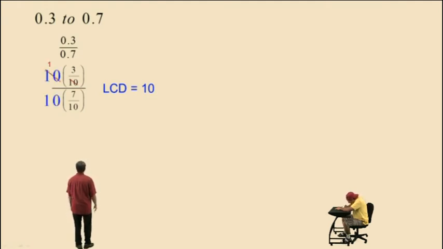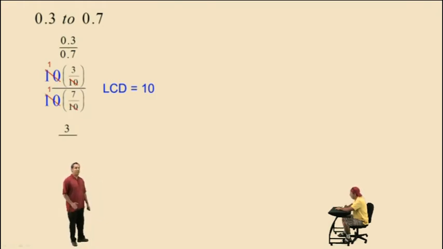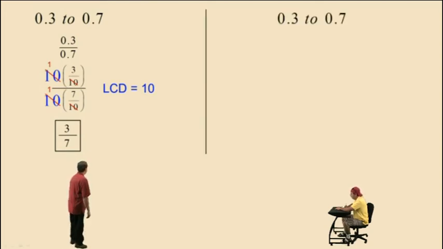10 divided by 10 is 1. 1 times 3 is 3. And 10 divided by 10 is 1. And 1 times 7 is 7. So the ratio of 3/10 to 7/10 is equivalent to the ratio of 3 to 7. Now let's do the same problem using a slightly different approach. We start with our fraction, 3/10 over 7/10.